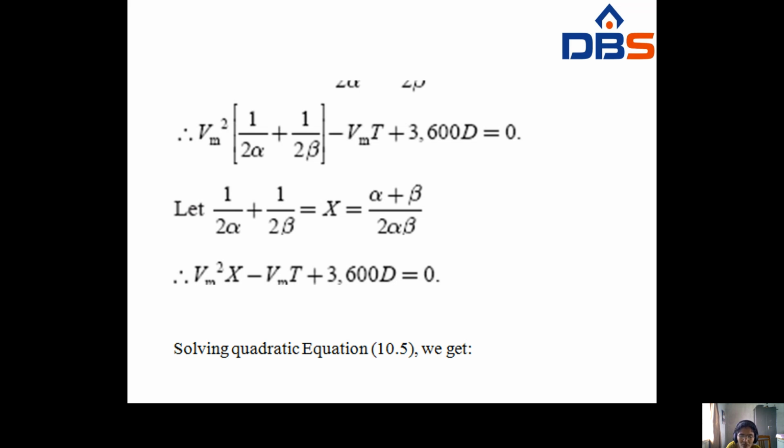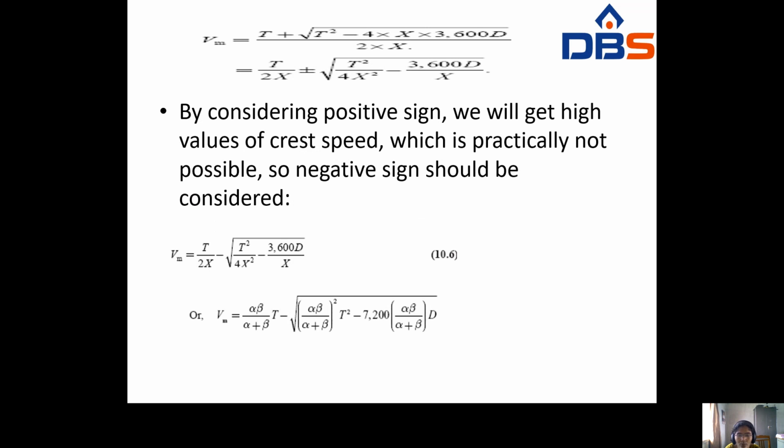So this above equation becomes Vm square x minus Vmt plus 3600 d equal to 0. This looks like a quadratic equation. By solving this quadratic equation, you can get the roots. Whenever you solve any quadratic equation, you get the roots. At that time the Vm value becomes t plus or minus. What is the formula for a quadratic? Minus b plus or minus square root of b square minus 4ac by 2a.